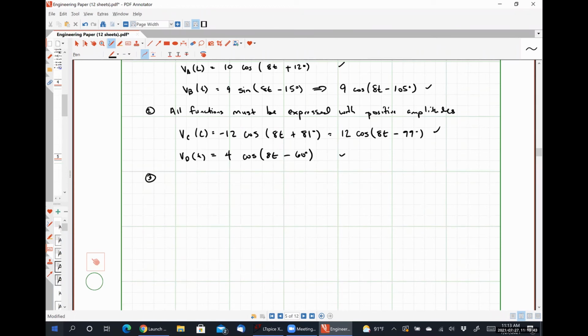My third criterion is that all functions must have the same frequency. And unfortunately, there is no correction for us to be able to do in this case. So if we had 5 sine 3t and 8 cosine 7t, we could not compare them in any way, shape, or form because they are not operating at the same frequency. So the comparison that we will be making as electrical engineers will usually be what's called determining whether or not a signal is leading or lagging another signal.